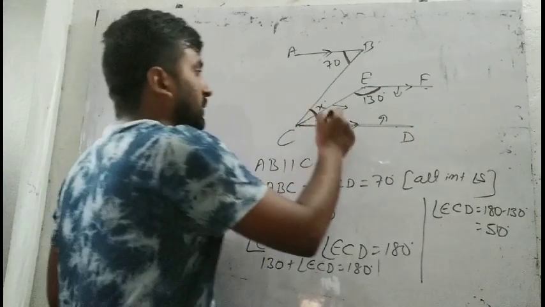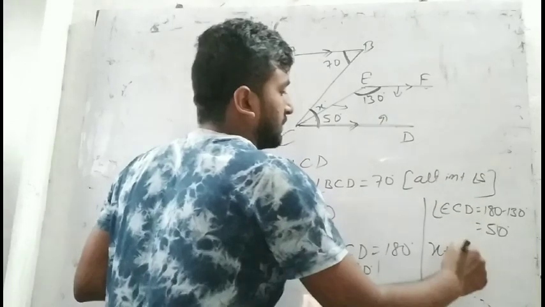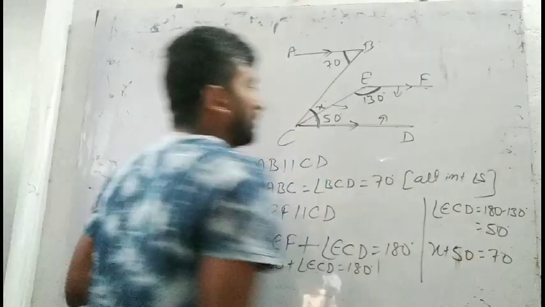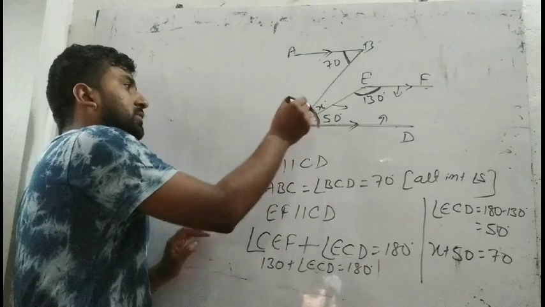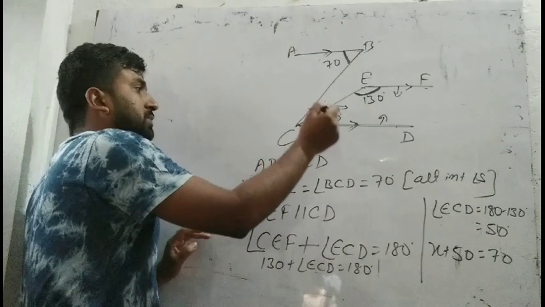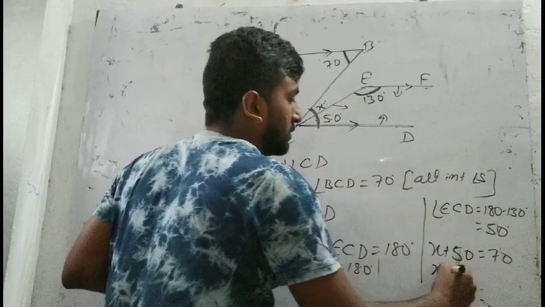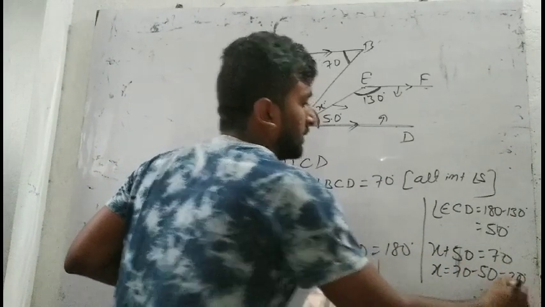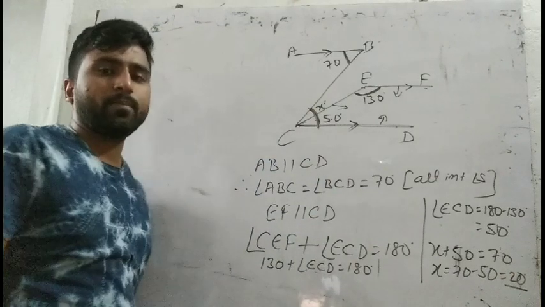It means x plus 50 is equal to 70 degrees, because we have already found that this whole angle is equal to 70. Then x plus 50 is equal to 70. It means x is equal to 70 minus 50, that is equal to 20. So x is equal to 20.